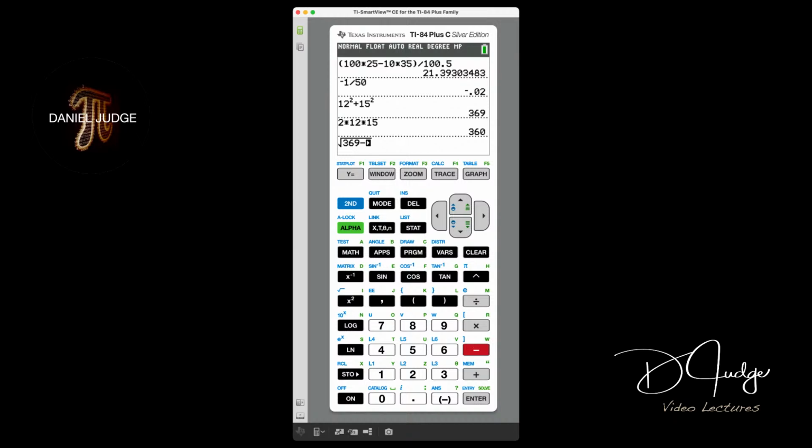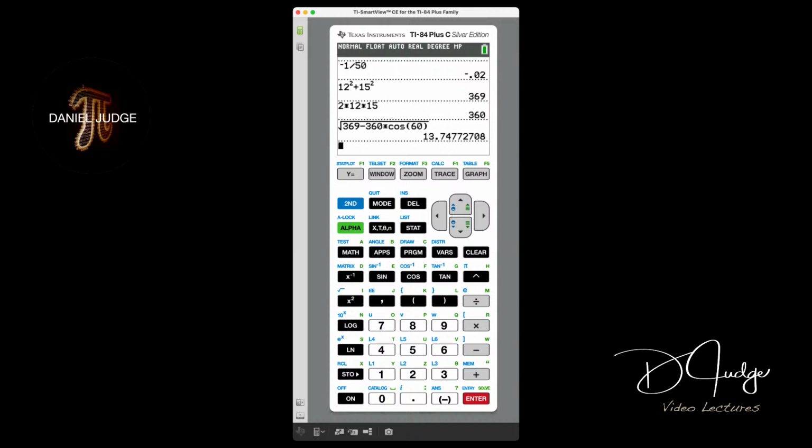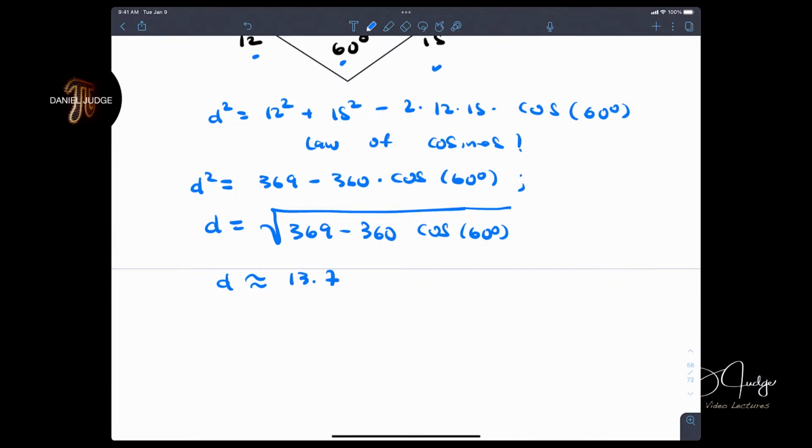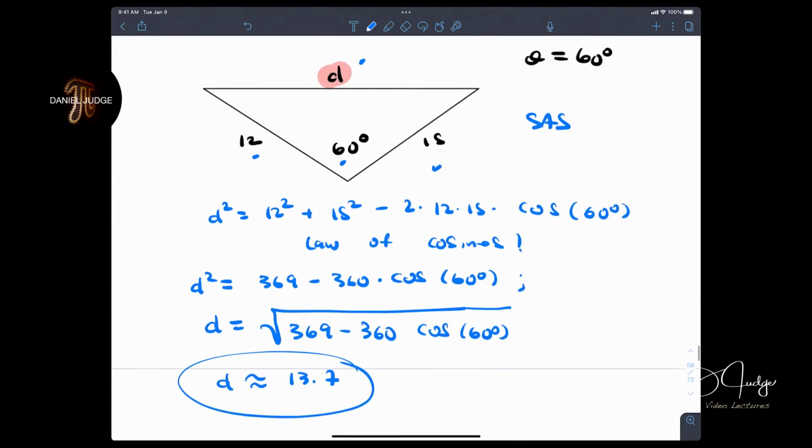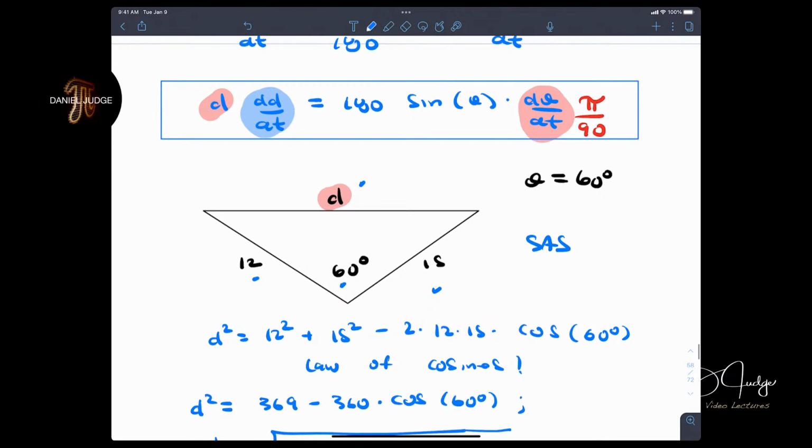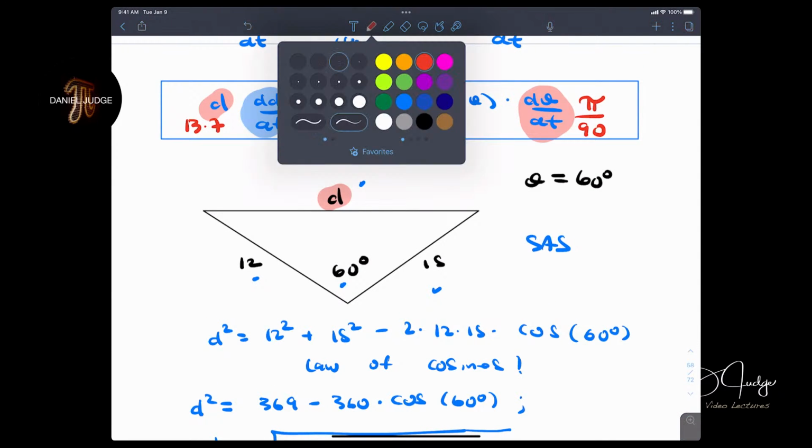369 minus 360 times cosine 60 degrees. Make sure your calculator is in degree mode. I know this one is. And this will be approximately 13.7 units for D. Double check we entered this correctly. Okay, I think we did. There's our D, 13.7, ladies and gentlemen. So this goes over here. 13.7.